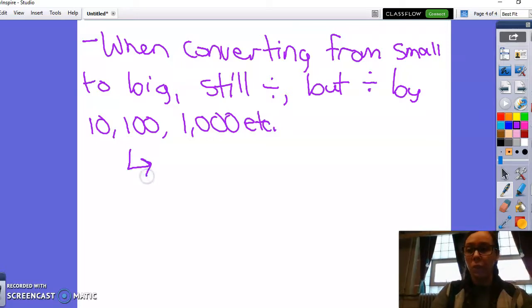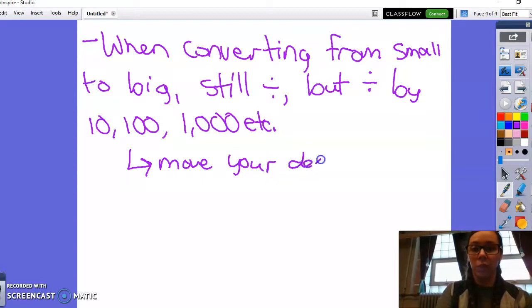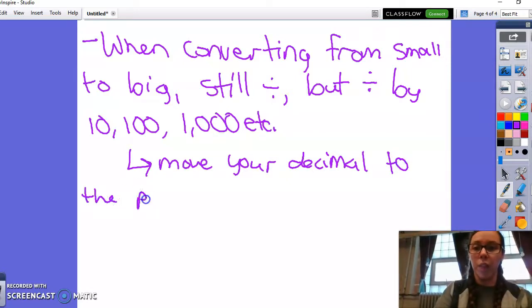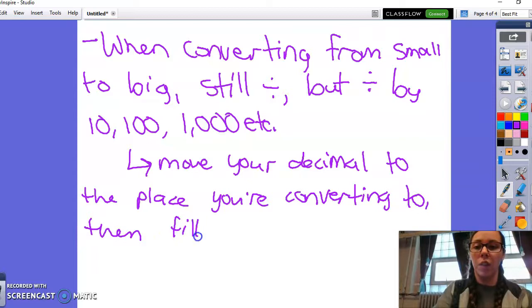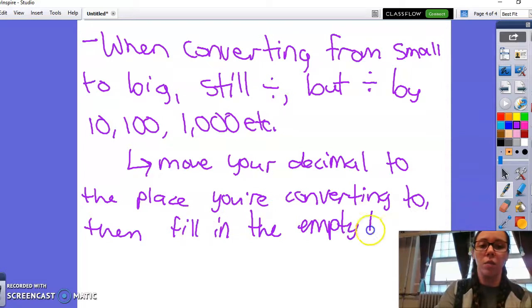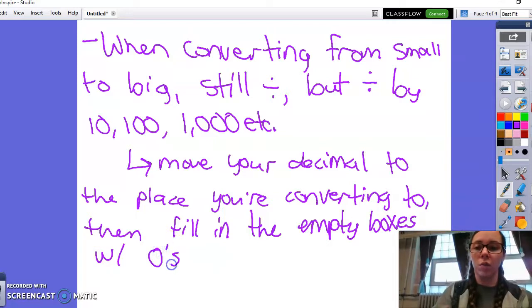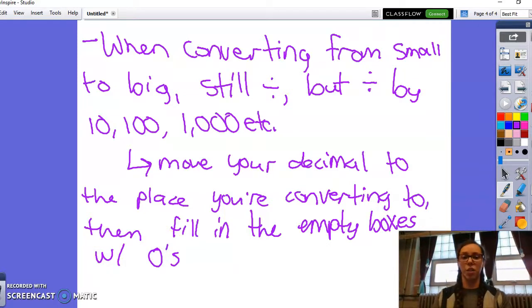And we'll be doing the same thing. Move your decimal to the place you're converting to, then fill in the empty boxes with zeros. Okay, let's see what this looks like.